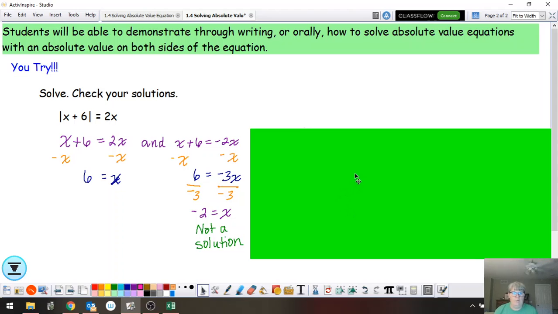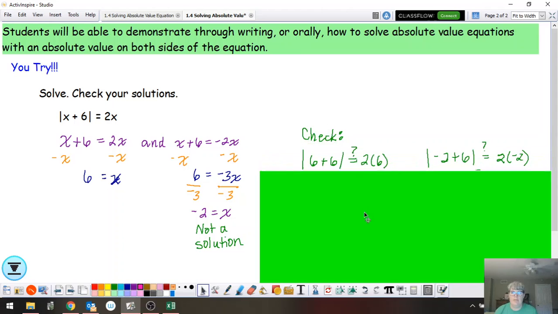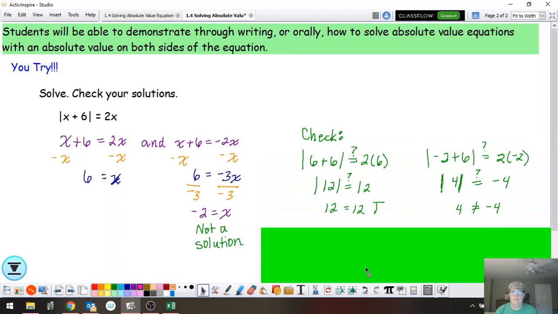And I came up with that when I solved because I checked my answer. When I substituted 6 in for x, I had absolute value of 6 plus 6, which is 12. And its absolute value is 12, should equal 2 times 6, which is 12. So that means this is a solution. But when I substitute negative 2 in for x, I have absolute value of 4. Does that equal negative 4? Well, absolute value of 4 is 4. It does not equal negative 4. So negative 2 is not a solution. It's an extraneous solution.